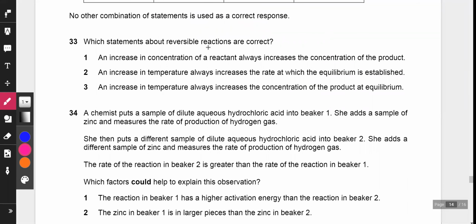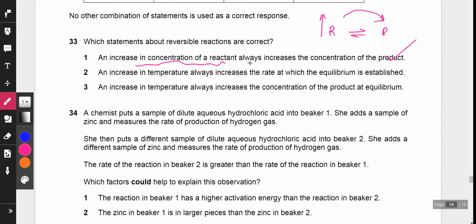So next is, which statement about reversible reactions is correct? A reversible reaction, you're moving from reactants to products, right? So if you increase the concentration of reactants, where would the equilibrium shift? The equilibrium would try to make more products. Okay, it's going to try and make more products, and so this is probably the last question we're going to do. So it would increase the concentration of the product.